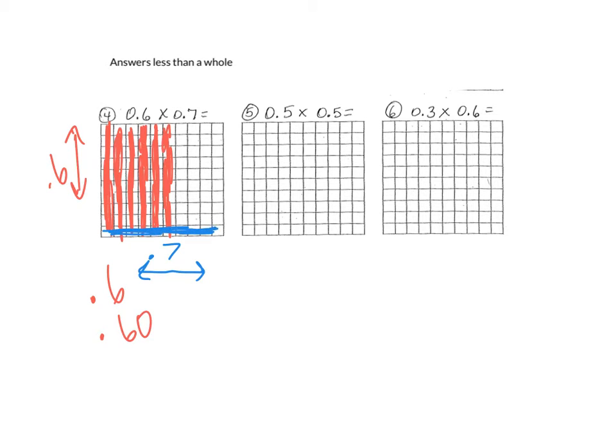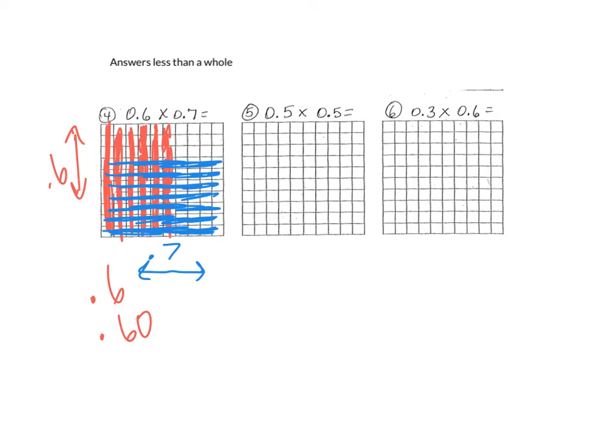I'm going to shade 7. In this case, I'm going to think more like rows. So there's 3, there's 4, there's 5, there's 6, and then there's 7. Okay, so now that I've shaded both, I've shaded up and down 6/10, and I've shaded left and right 7/10, I really am done modeling this problem.